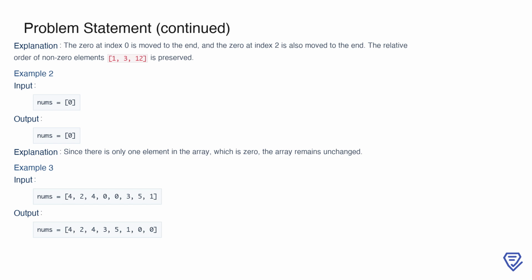unchanged. Lastly, in the example nums equals [4, 2, 4, 0, 0, 3, 5, 1], the two zeros at indices 3 and 4 are shifted to the end of the array. The non-zero elements, 4, 2, 4, 3, 5, 1, remain in their original relative order, resulting in the output nums equals [4, 2, 4, 3, 5, 1, 0, 0].